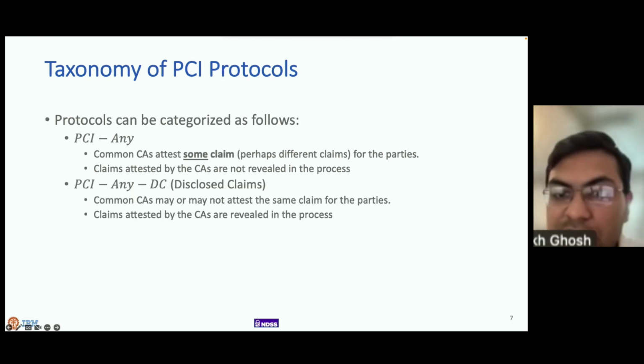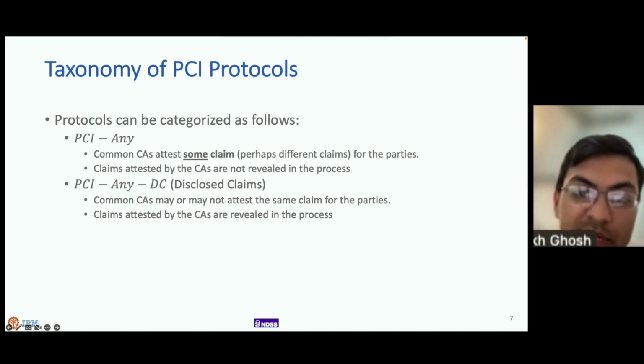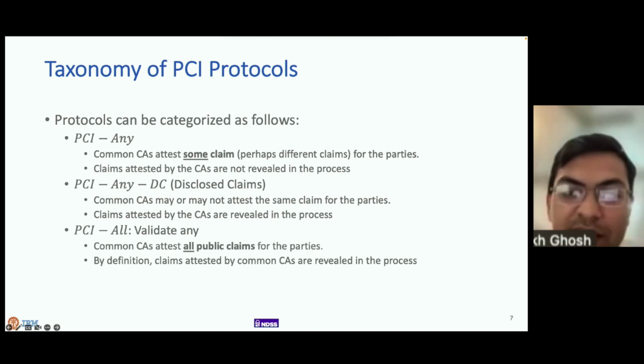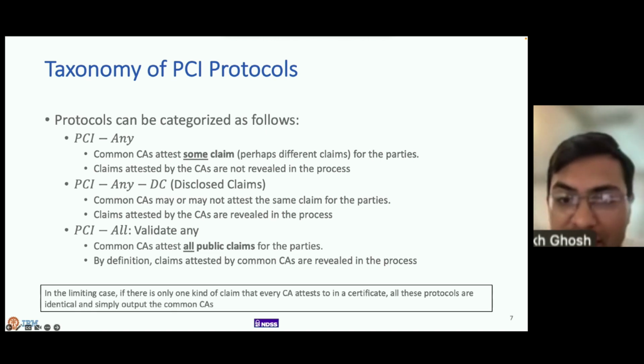The other variant of PCI is PCI-Any disclosed claims, or PCI-Any DC, which is essentially the same as PCI-Any, but here the claims are revealed during the process. And the PCI-All variant finds common certifiers who have attested all the claims about the parties. Here also the claims are disclosed. If you think about it, in the limiting case, if there is only one kind of claim that the certifier attests to in a certificate, all these protocols are identical and simply output the common certifiers, which is the general notion of PCI, Private Certifier Intersection.